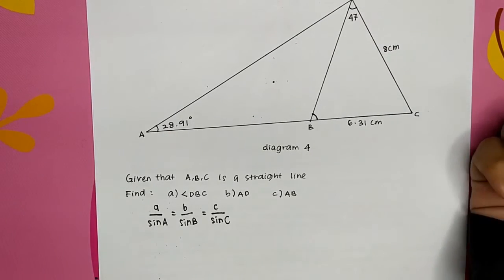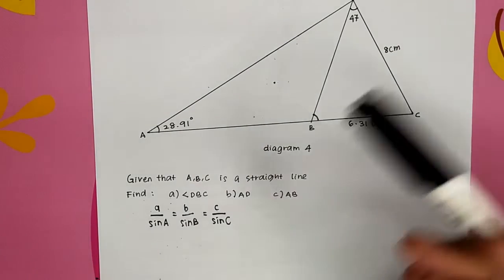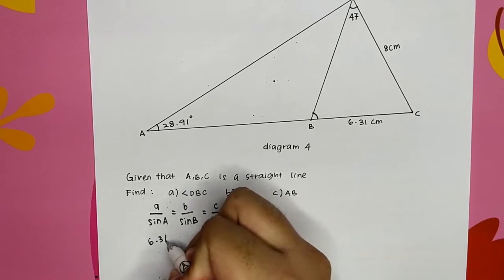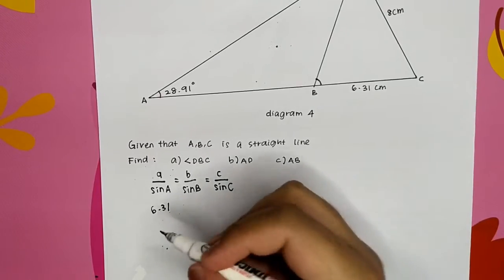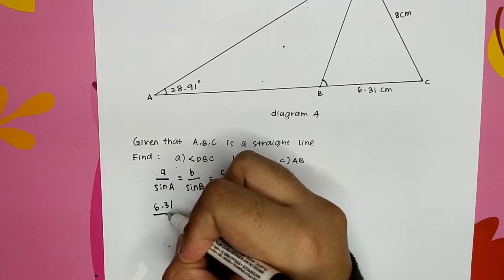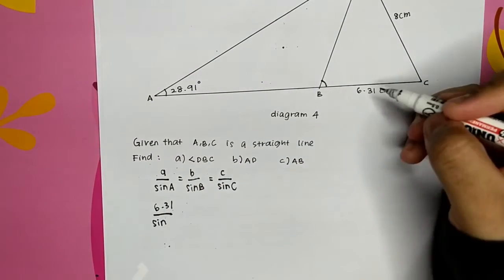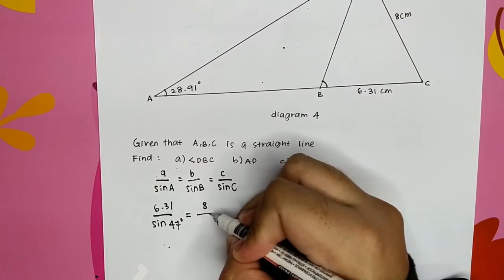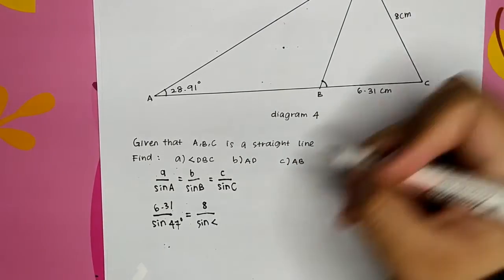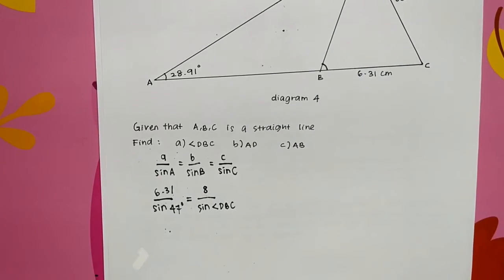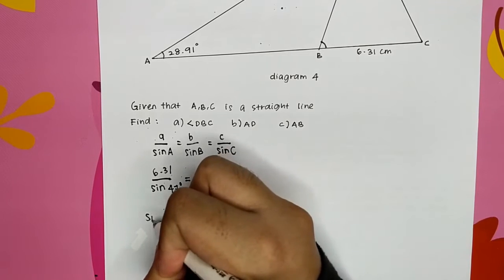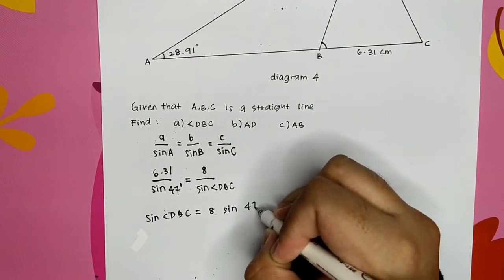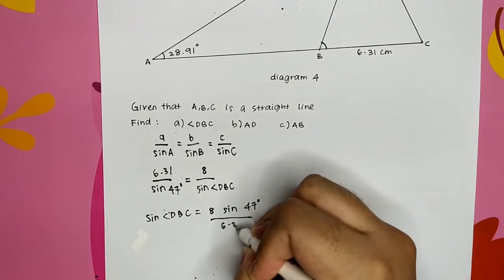So this angle. The first thing that we need to do is write down the formula. So I already wrote down the formula right here. So let's take 6.31 as the value of A. 6.31 over sine. The value of A is the opposite of it, 47. Sine 47 equal to 8 over sine DBC. So you just need to solve it. Sine DBC is equal to 8 sine 47 over 6.31.